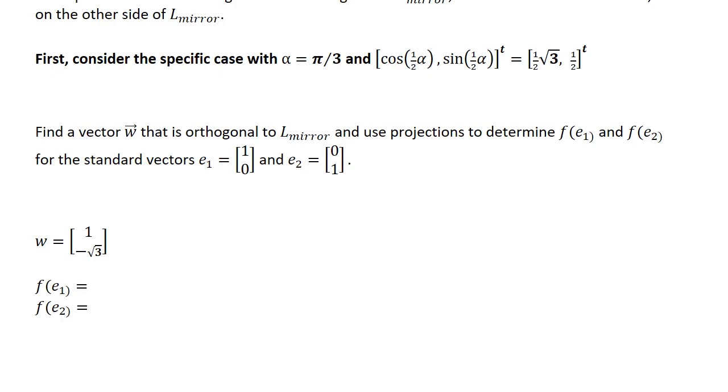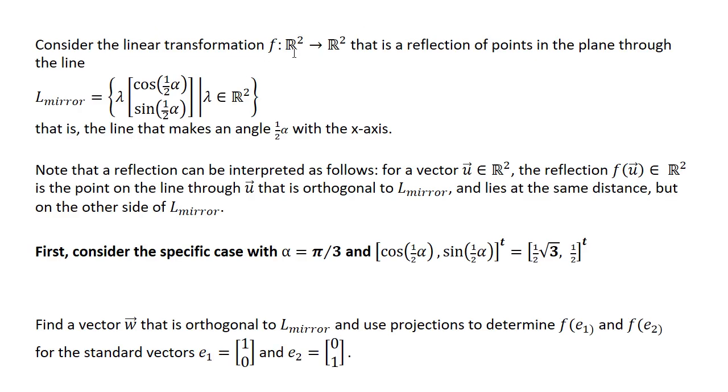So if we return to the question now, how do we determine f of E1 and f of E2? This is what we need to find, the answer to f of E1 and f of E2. How do we find those values? So f is a linear transformation. It reflects points across our mirror.